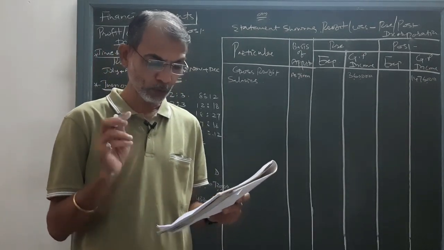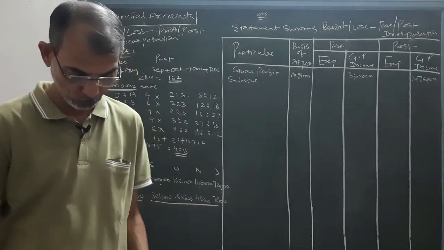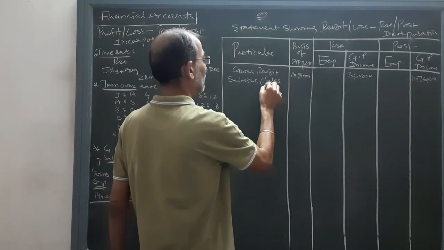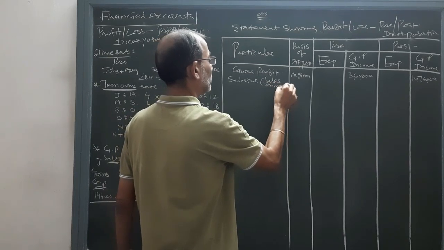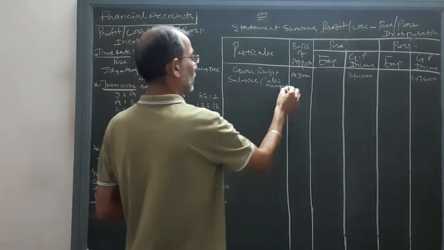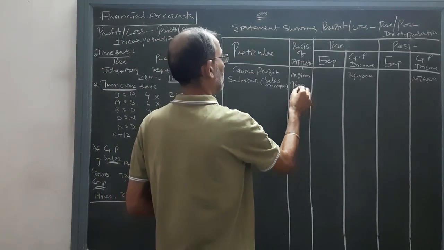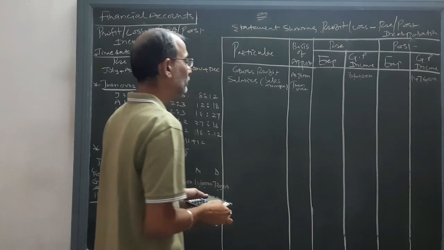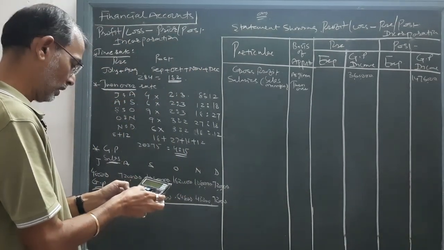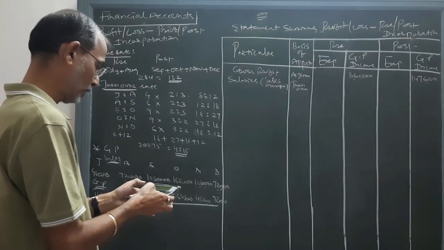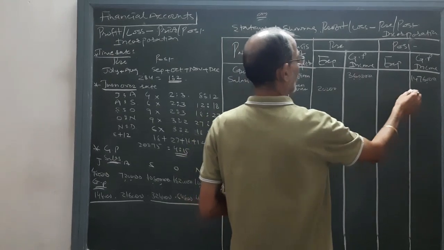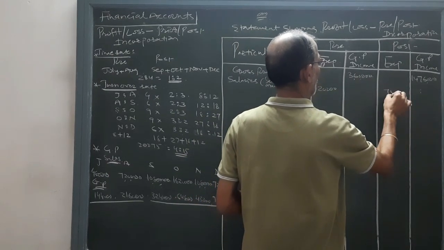Salaries including paid to sales manager is 95,000. This is for sales manager. 95,000 divided by turnover ratio will be taken for this. 95,000 divided by 95 into 20, 20,000 and 75,000.